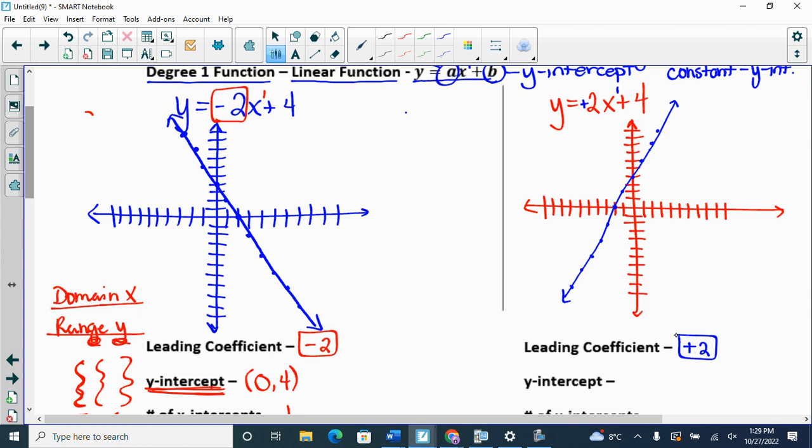What's my y-intercept at? 0 what? 0, 4. Because my constant is my y-intercept, and my constant is 4. So that's why both of these are 0, 4. You see that? I made sure to make the y-intercepts actually be the same. So this is 0, 4.